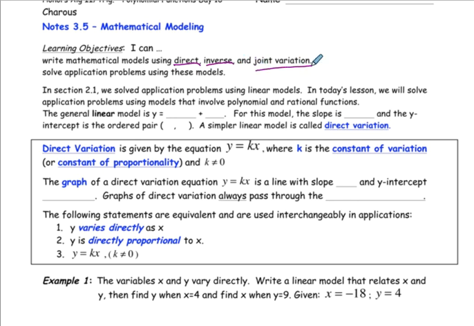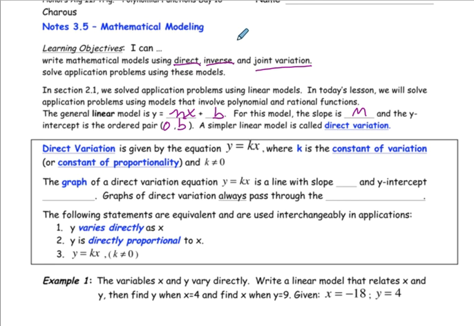Just by way of review, in section 2.1, we solved application problems using linear models. And today we're going to use models that involve polynomial and rational functions. That's why this lesson falls in chapter 3. The general linear model is y equals mx plus b. We've worked with that in chapter 2. And for this model, the slope is m and the y-intercept is the ordered pair (0, b).